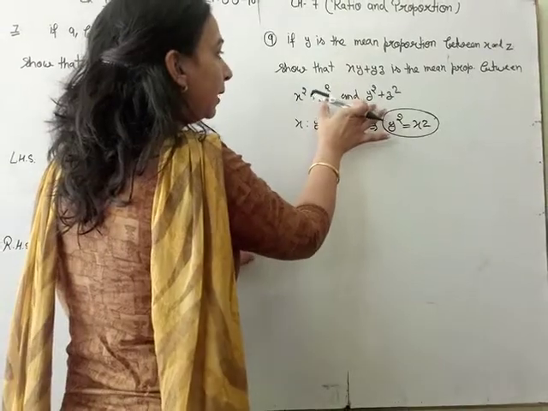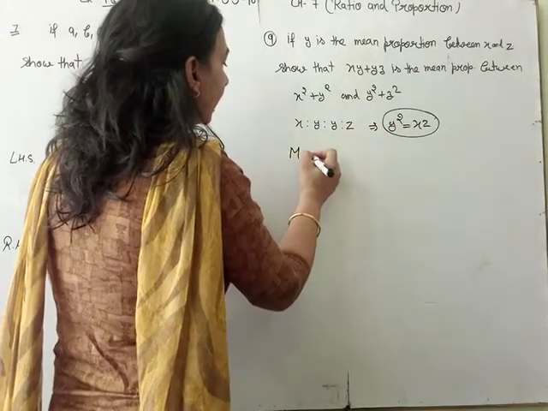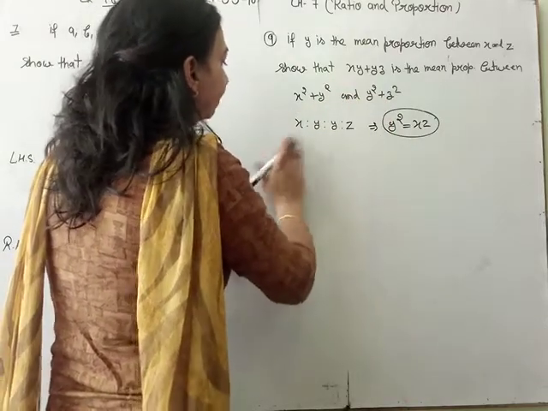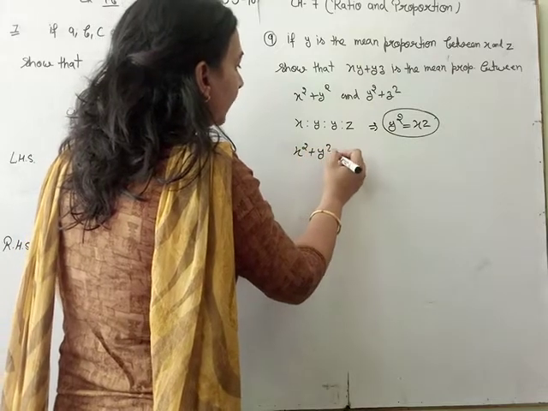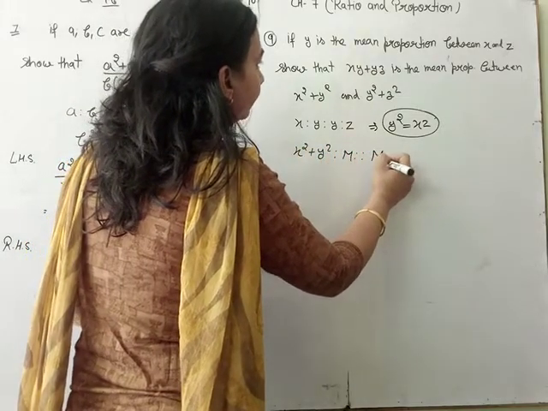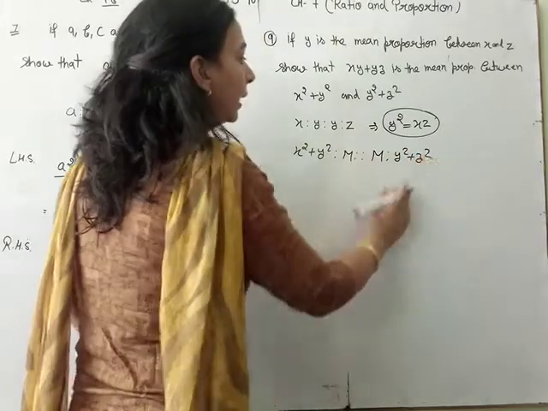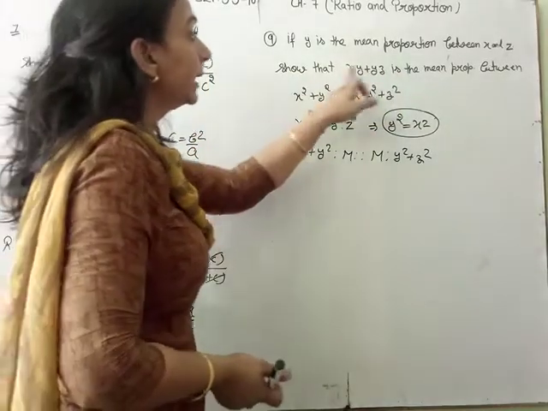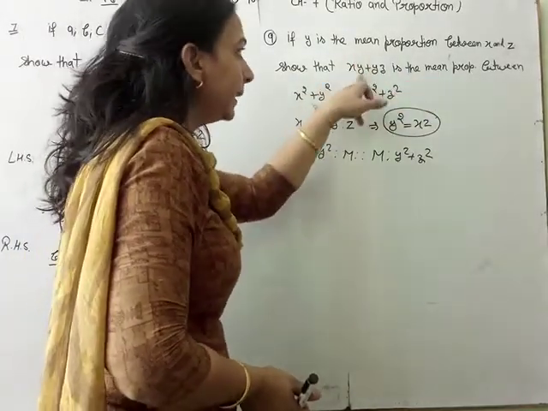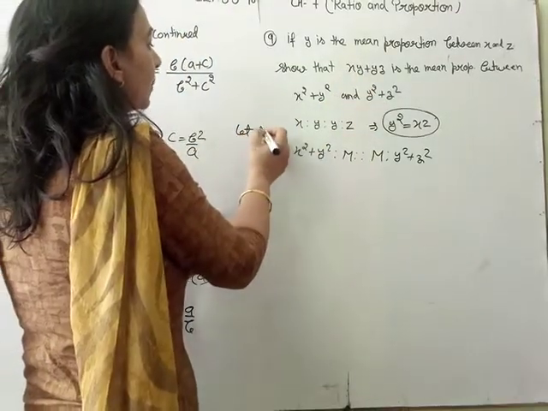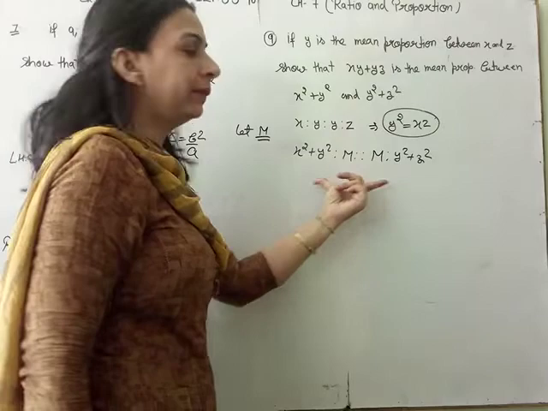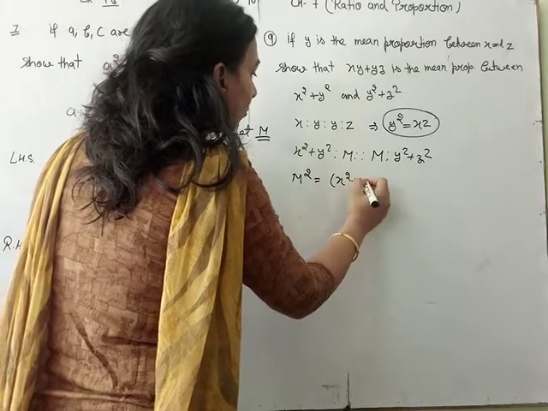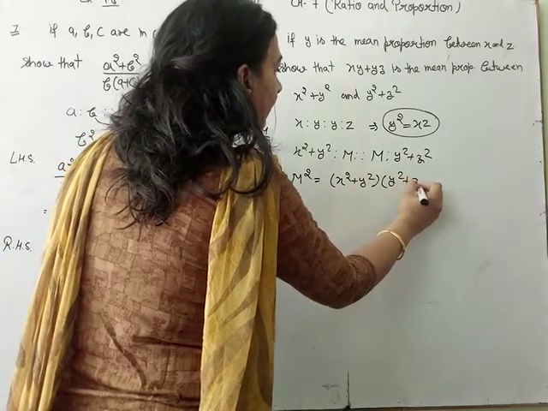Student, mean proportional between these. Let the mean proportional be m. The mean proportion between these is m, and these are x square plus y square and y square plus z square. We have to show that m equals xy plus yz, because this is the mean proportional. Let the mean proportional be m, then according to mean proportional we take this. Then m square equals (x square plus y square) times (y square plus z square).